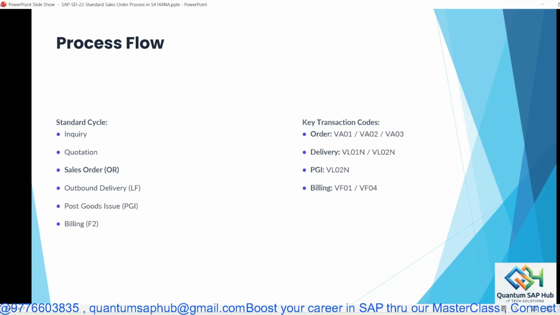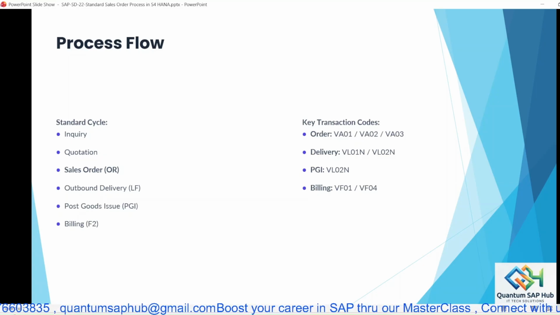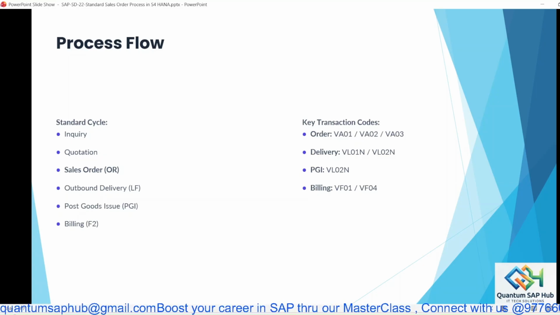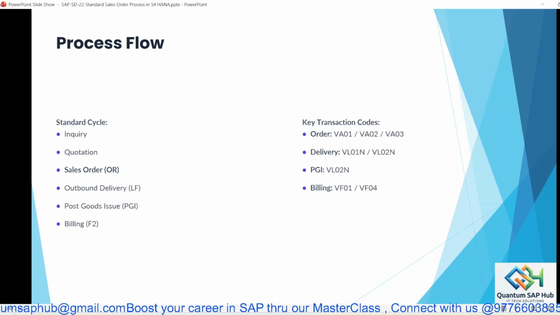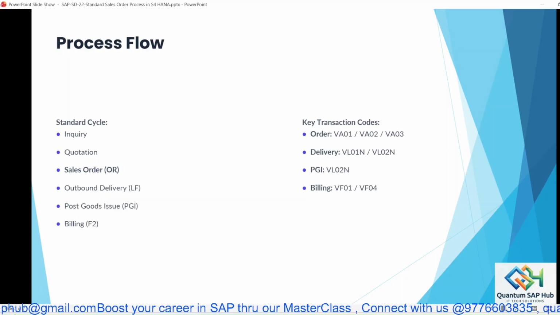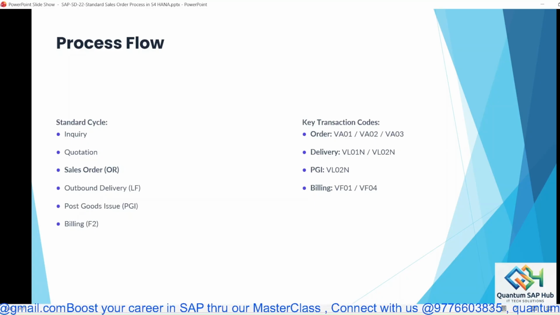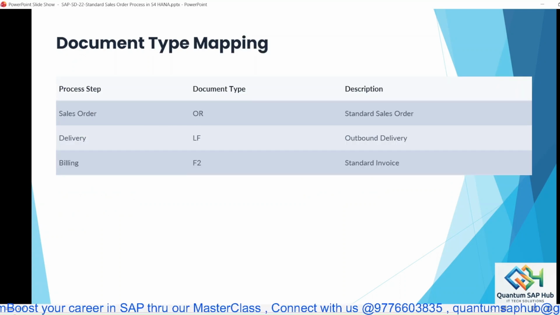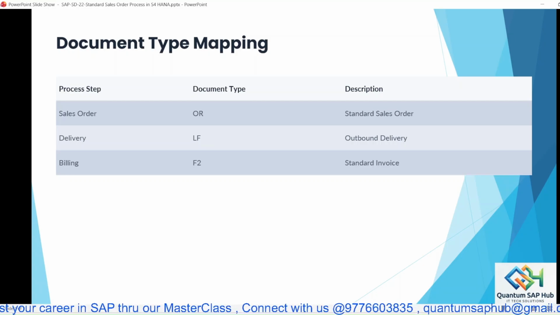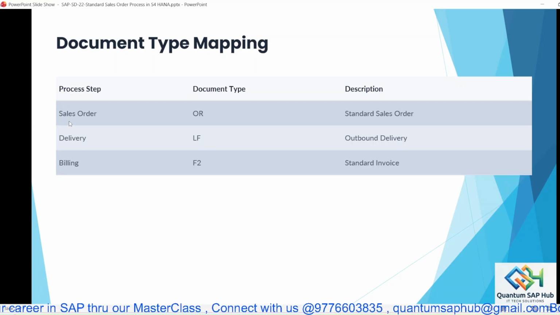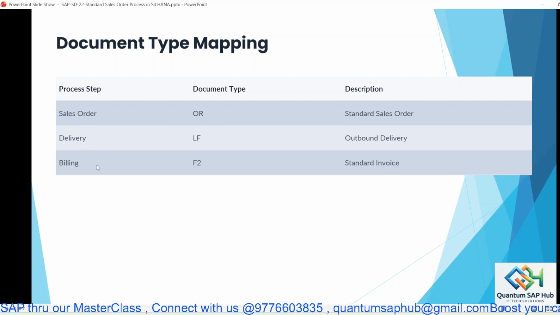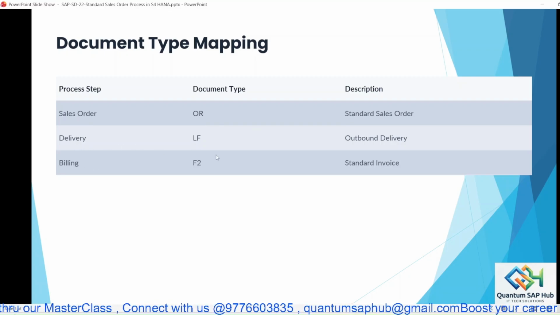The key transaction code is VA01. Then we'll go for creating the delivery in VL01N. PGI will be done in VL02N, and billing we can do in VF01. So these are the transaction codes which are required. Subsequently, we'll see how the document mapping works. So the standard process is sales order, delivery, and billing is F2.